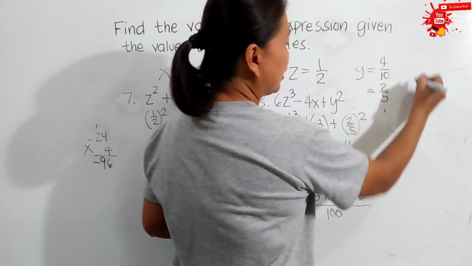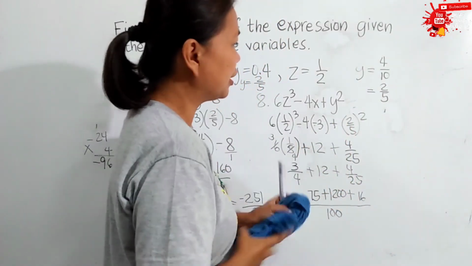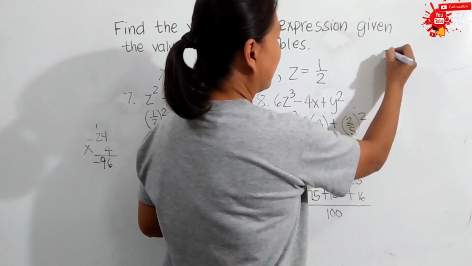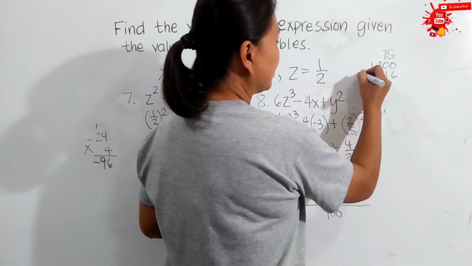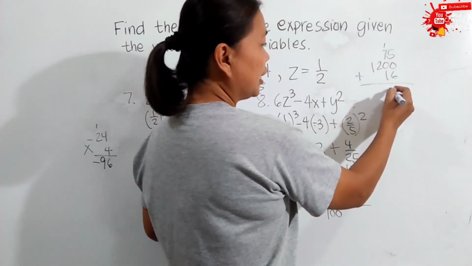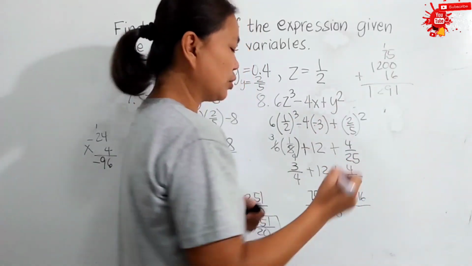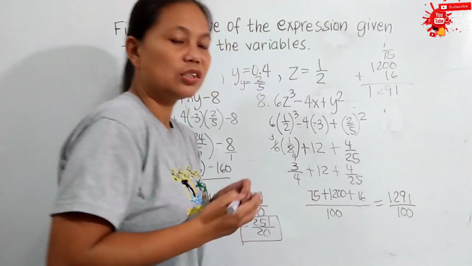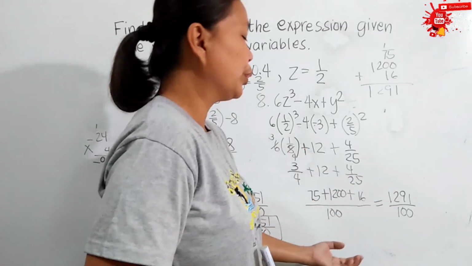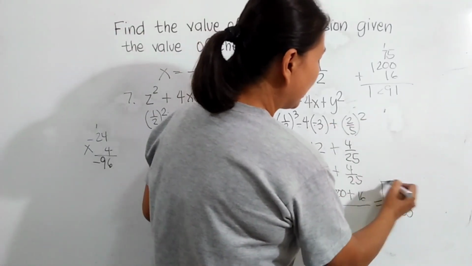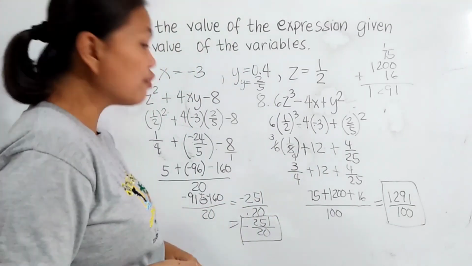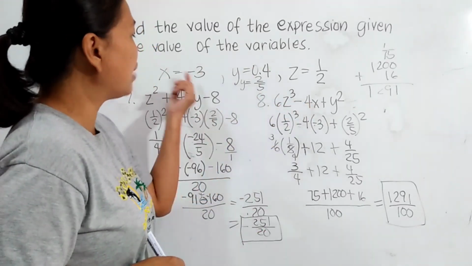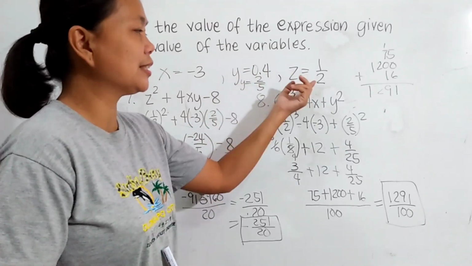Let us add. So we have 75 plus 1,200 plus 16. So we have here 1, carry 1. So we have 9. So we have 2 and 1. So the answer will be 1,291 over 100. So there's no common factor between these two. Okay, so the final answer is 1,291 over 100. So this is how we evaluate an algebraic expression with exponents when the given values of the variable are in decimal or in fraction form.